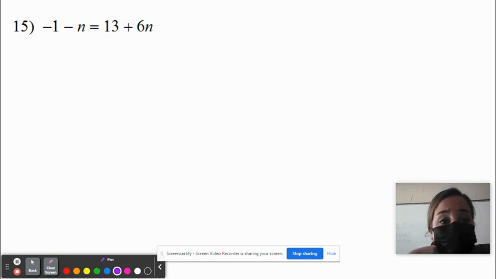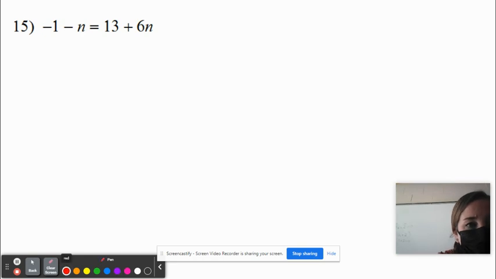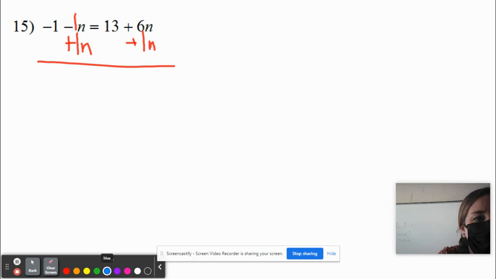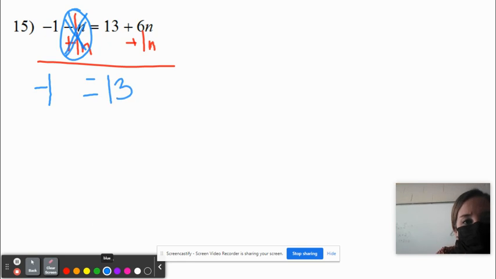Okay, scanning. There are no like terms. That's nice. Let's see what happens if we get the variables to the right, because that'll avoid getting negatives. So we'll add 1n to both sides. The negative 1 comes down. These don't just disappear, they cancel out, right? They just zero out. Negative 1 plus 1 is 0. 13. And we got 7n, right? 6 plus 1 is 7.